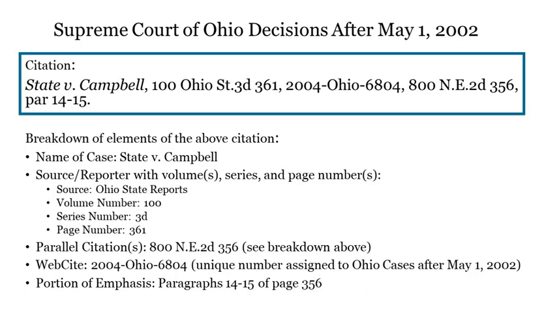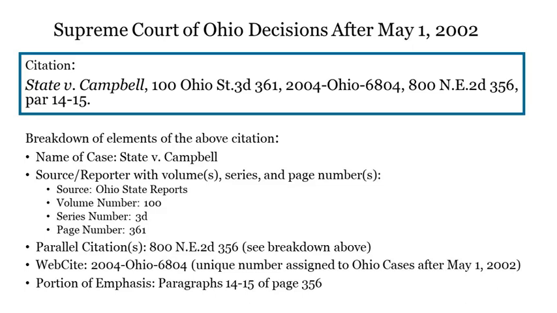So after May 1st, 2002, the case name is followed by the decision's location in the official reporter, then the website number, including the date, then the parallel citations, which is where the case can be found in other sources. After May 1st, 2002, paragraph numbers are used instead of page numbers, which you can see here in this citation.